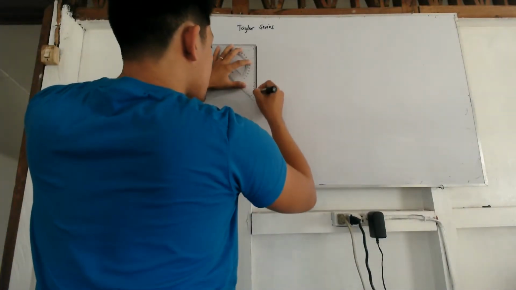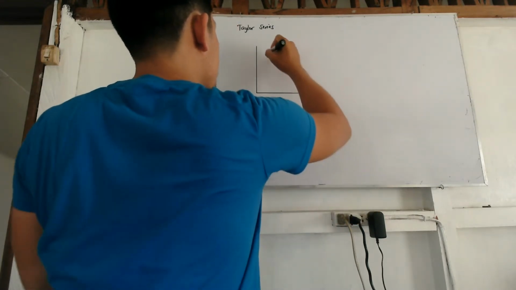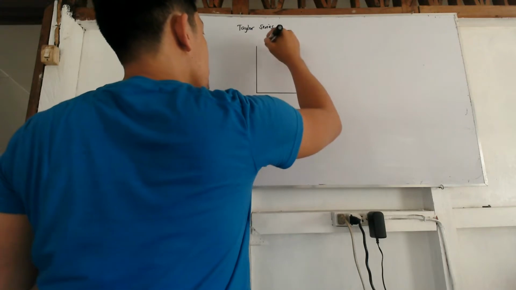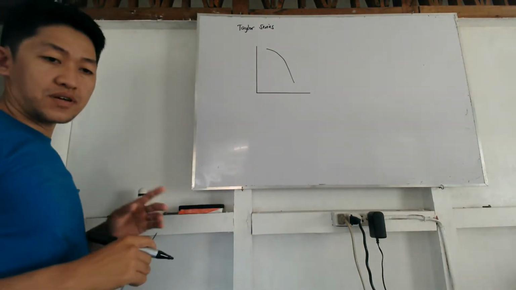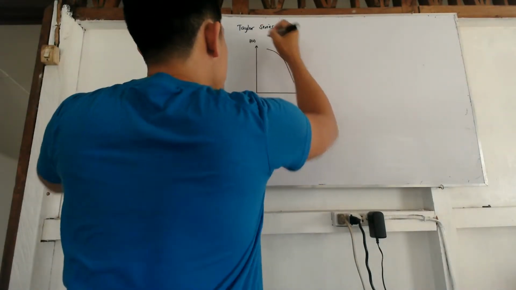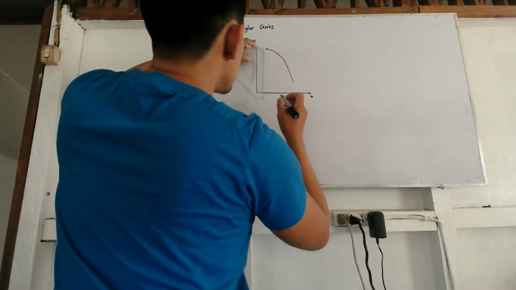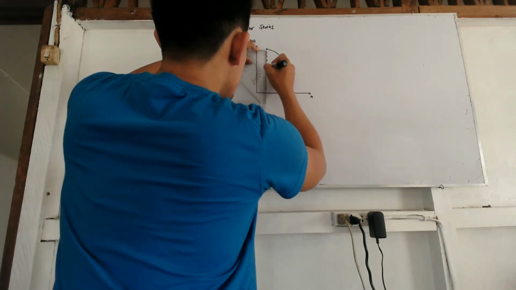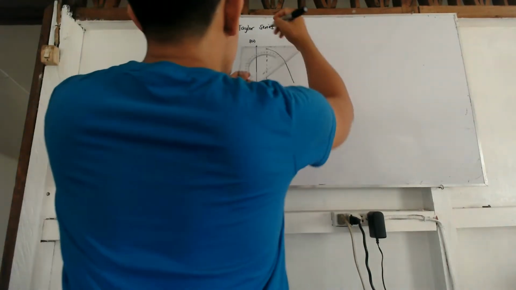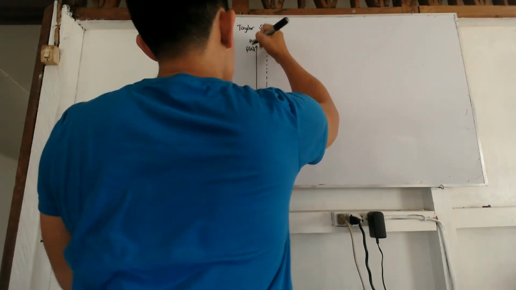you have this graph. Okay, say for example you have this graph and this is your x, and this point is x sub i with the value f of x sub i.